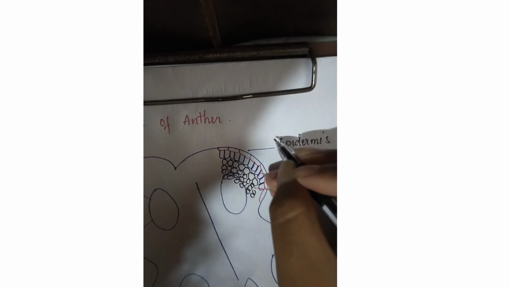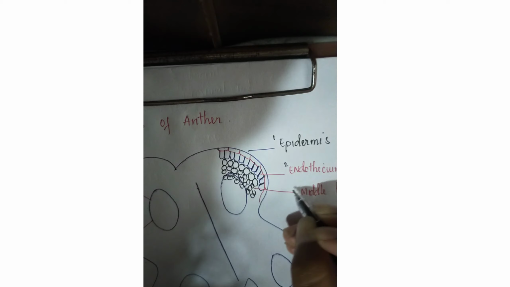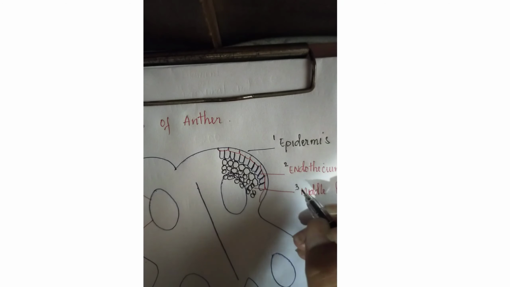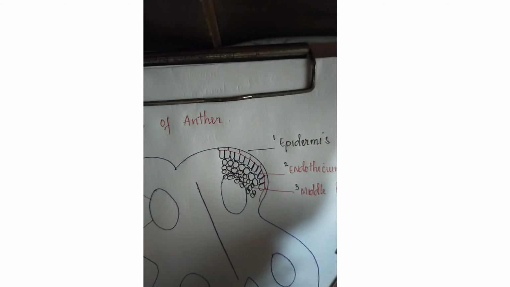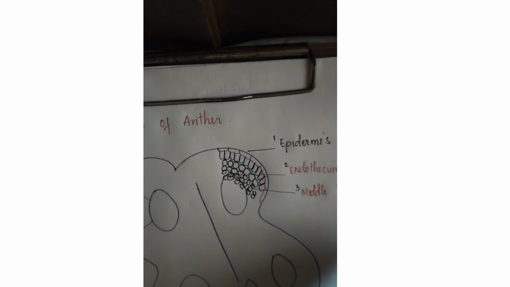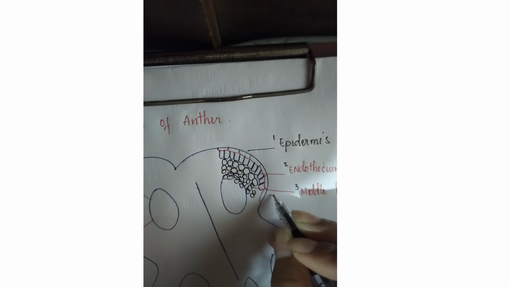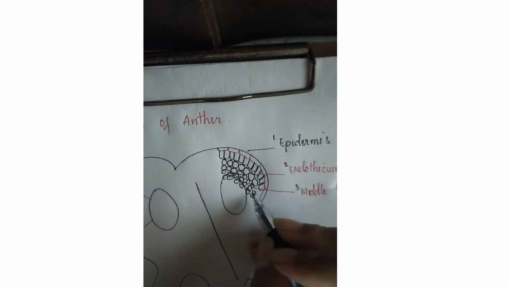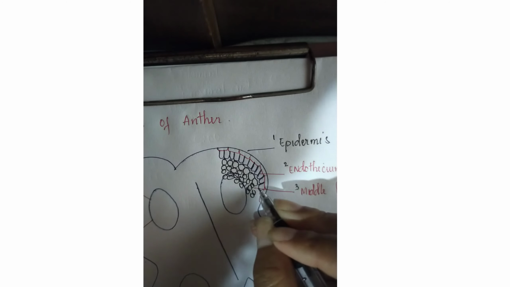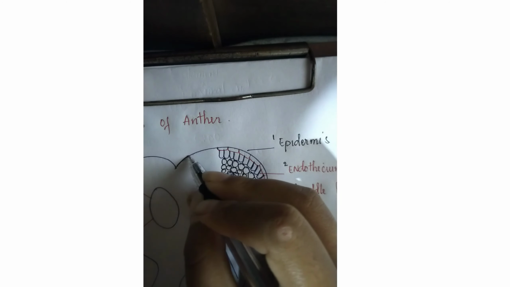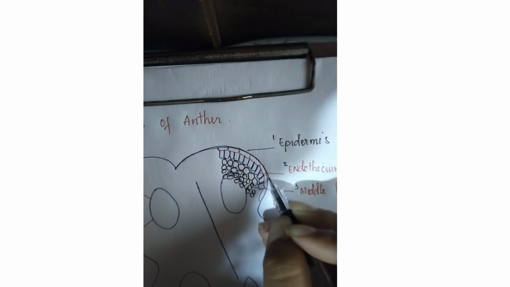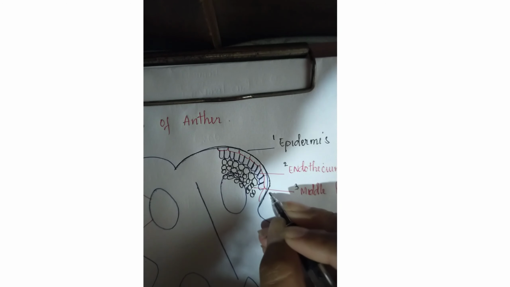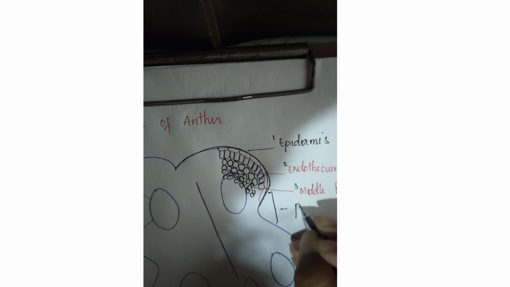These three layers of the anther wall help in the dehiscence of the anther. When the anther matures, these three layers rupture and they become fibrous from all these layers. This is the point of dehiscence.